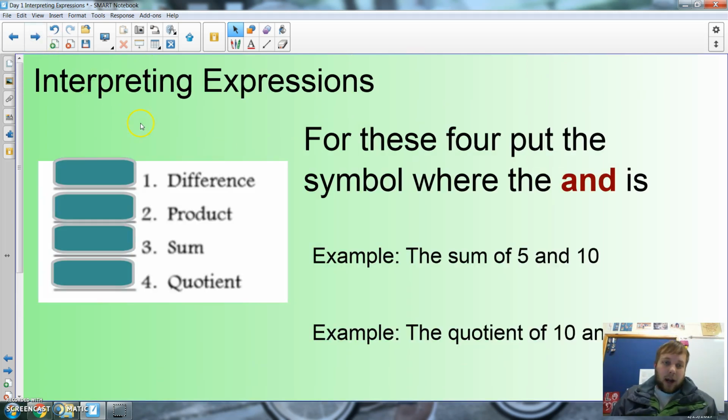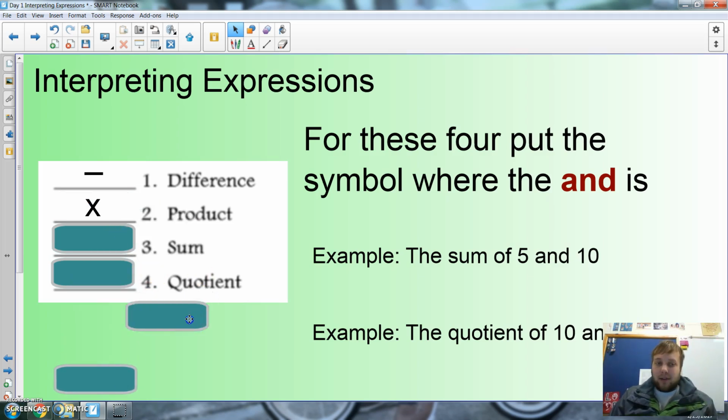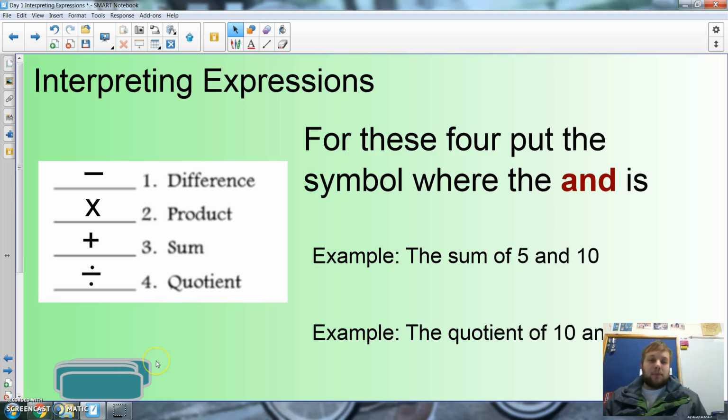Let's take the first 4 out. First of all, the 4 basics that you guys have been taught probably since 3rd grade. We got the difference, which means subtract. The product, which means multiply. The sum, which means add. And the quotient, that means divide. Now, if you didn't get all those right, make sure you fix them. And let's do a couple illustrations.